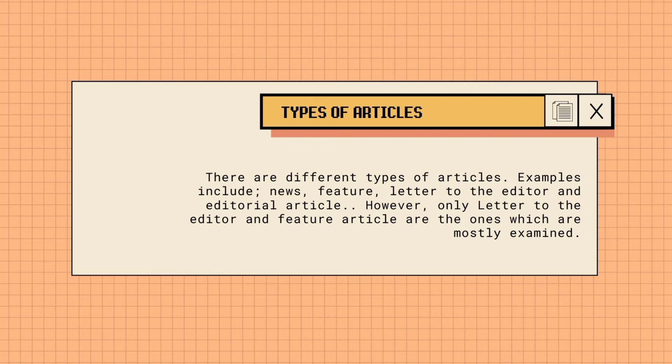We want to target important things which may come in the exam, because we're preparing ourselves towards the exam. We'll do the feature article and the letter to the editor. So in this video, we are going to look at the letter to the editor, and in part 2, we'll look at the feature article, then we'll be done. Is that clear, students? Okay.